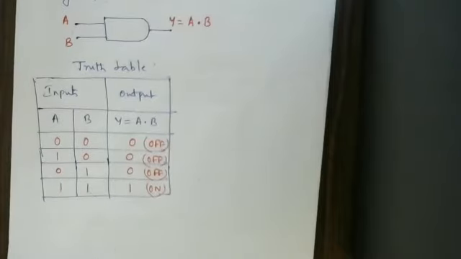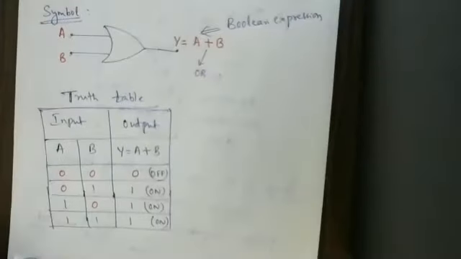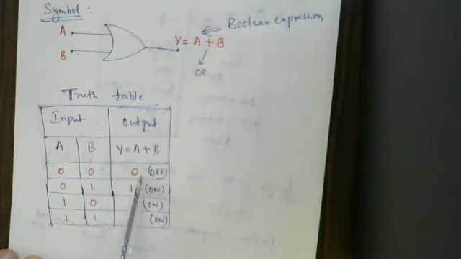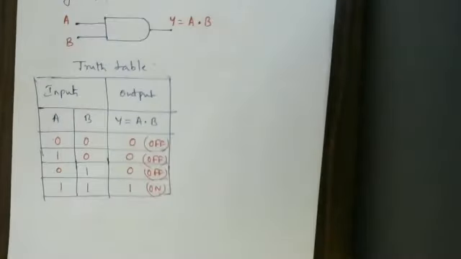Whereas in the case of OR gate it is not like that. In OR gate, if any one input is 1, then the output is also 1. If both the inputs are 0, then it is 0. I hope you have understood the difference between OR gate and AND gate. This is about the AND gate.